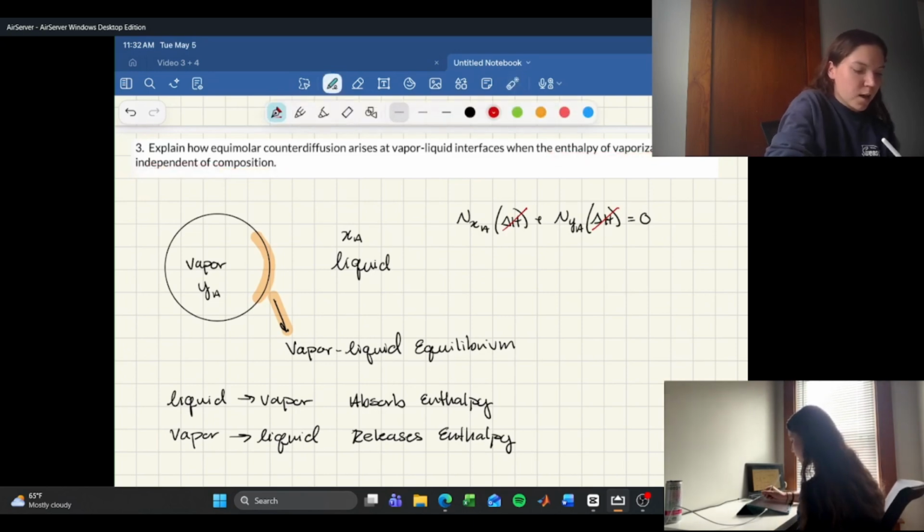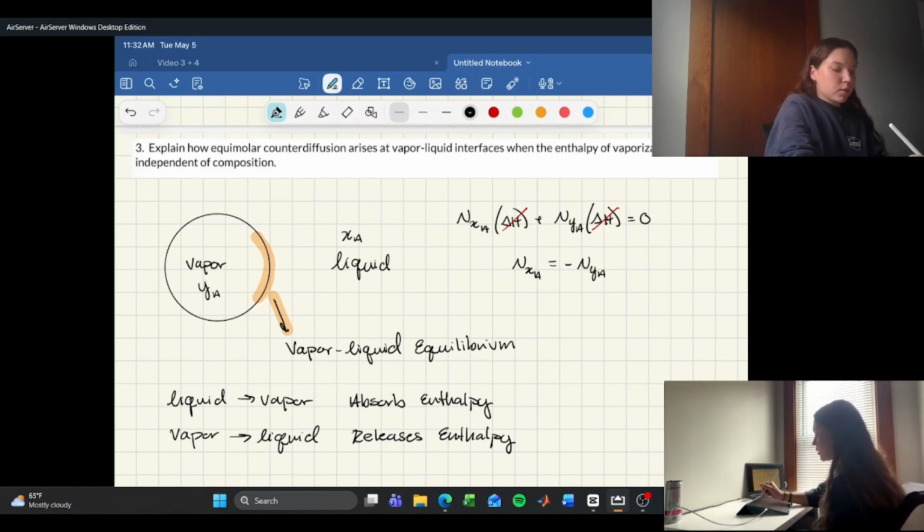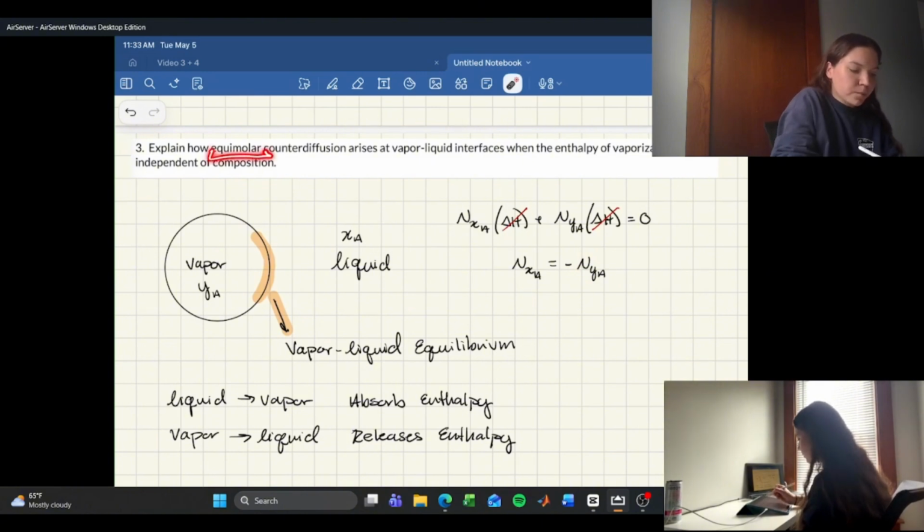So that's that. And then if we simplify this equation, we're going to have that the molar flux of the liquid component A is going to be equal to negative molar flux of the vapor of component A. So that's going to be this molar flux in the liquid phase is going to be equal to the liquid flux in the vapor phase. So that means it's equimolar. And then counter diffusion, we have one side positive, one side negative.